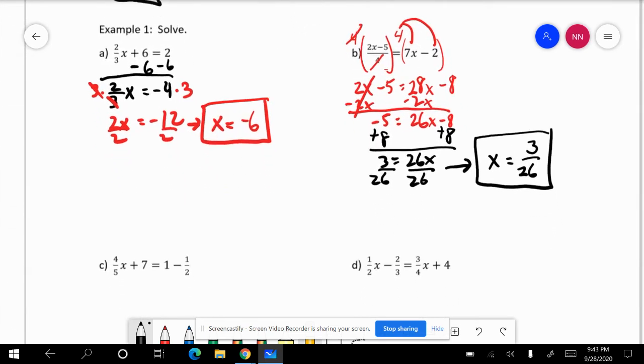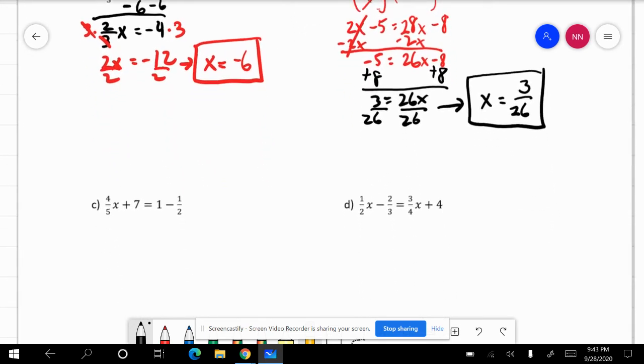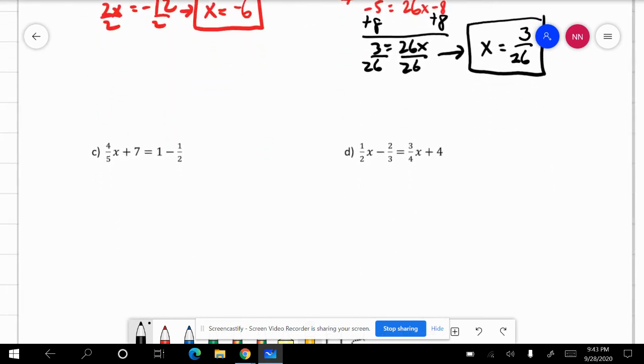Now we're going to move to some problems where we have two fractions. This is going to be similar to what we did in that first example. Our common denominator between 5 and 2 is 10. So what we want to do is multiply each side by 10. When we multiply by 10 and 4/5, the 5 cancels with the 10. 2 times 4 is 8.